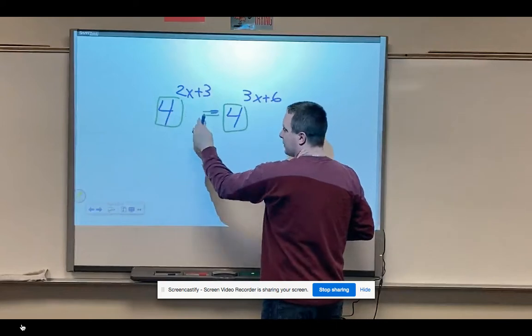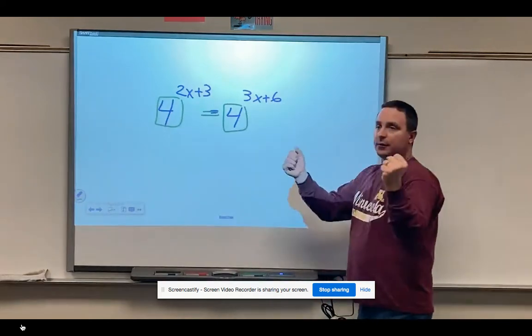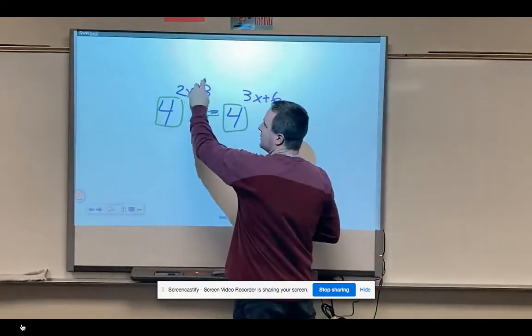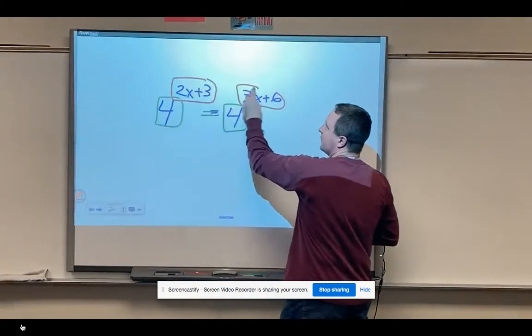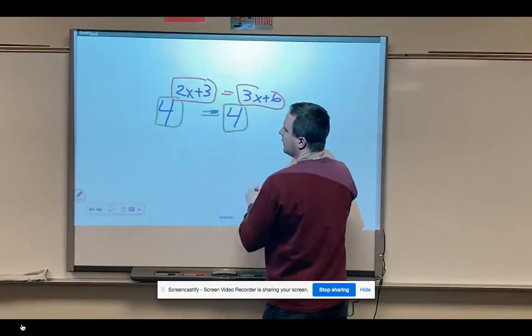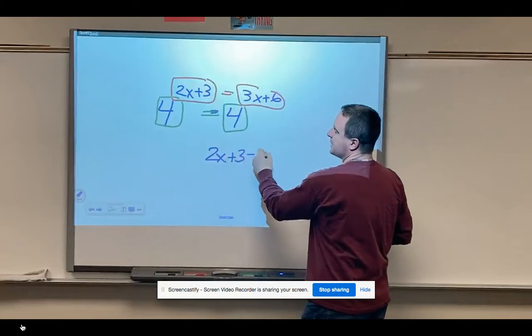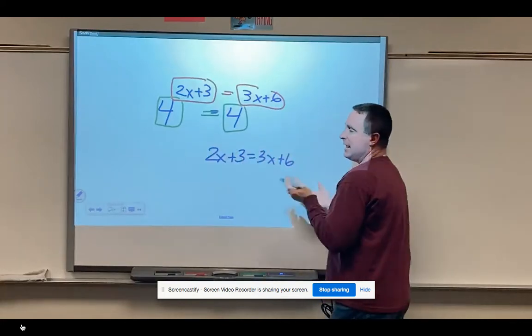And the equation, those two things are equal to each other. Well, if they're equal to each other, that means the exponents have to be equal to each other. And we could write a little equation that says 2x plus 3 has to equal 3x plus 6. And then we can solve it.